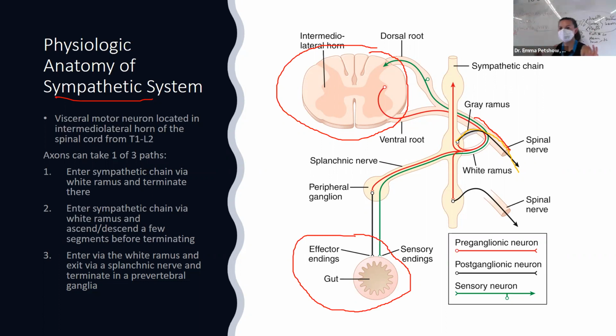Dorsal root's also associated with our motor contraction a lot of the time. But in this situation, we're talking about sympathetic nervous system. So our signal is going to come through our dorsal root to our spinal cord. It's going to leave through the ventral root from our spinal cord. It can synapse within the sympathetic chain. It can synapse at peripheral ganglia. And then it's going to travel either out spinal nerves or out through the peripheral ganglia to our effector organ.